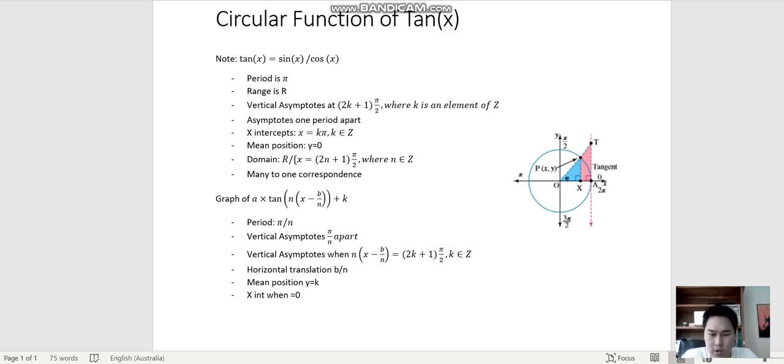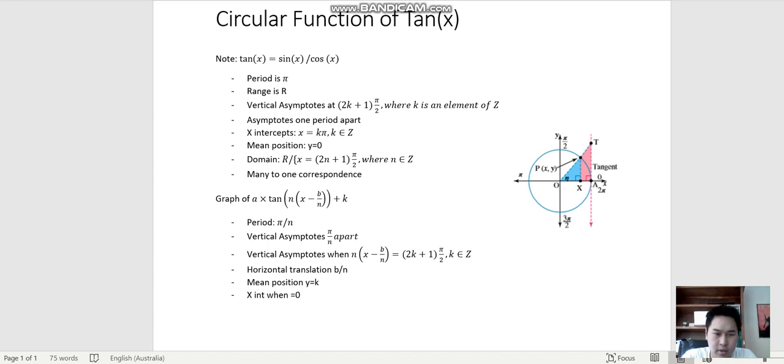So the first thing we need to remember is that tan of x is calculated by sine over cos. So the y value over the x value, so the tangent, the gradient, in essence. And if you look at the image on the right, you can see that tan is the length TA. If your triangle is OX and the point touching the circle, TA is the length of the tangent.